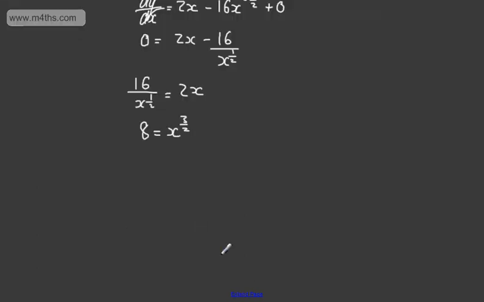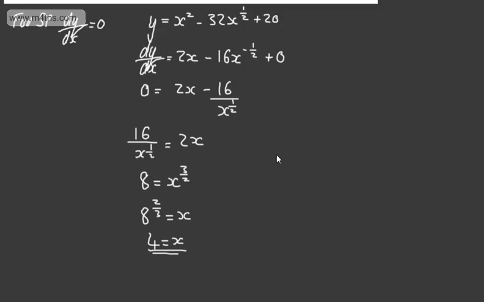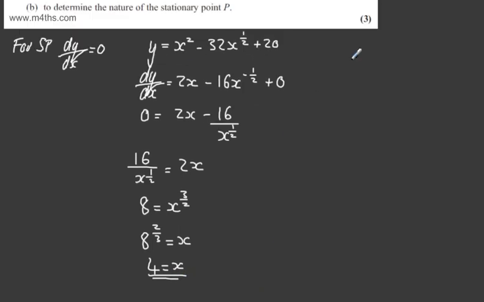We need to solve for x, so we can raise both sides of the equation to the power of 2/3. So 8 to the power of 2/3 will be equal to x. Therefore, we take the cube root and square, and we can see that x will be equal to 4. We now need the y coordinate, so we simply substitute in here.